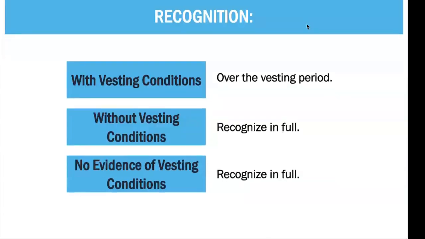First, before going to measurement, let's look into recognition. The recognition of cash and equity settled depends on a vesting condition. So what is a vesting condition? A vesting condition is any condition that the owner of the appreciation rights or stock options must meet before he can qualify for getting the stock options or stocks or the share appreciations. Generally, vesting conditions can be considered either as a market condition or a performance condition.